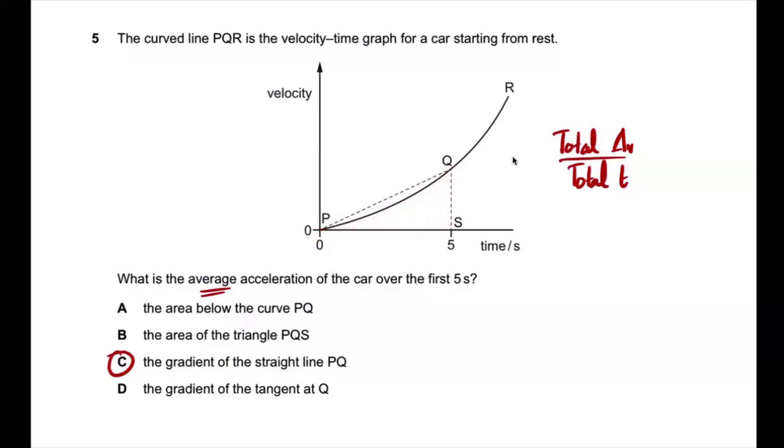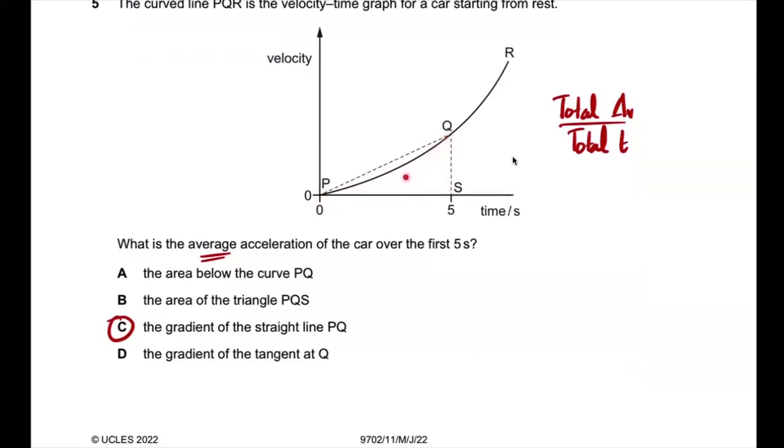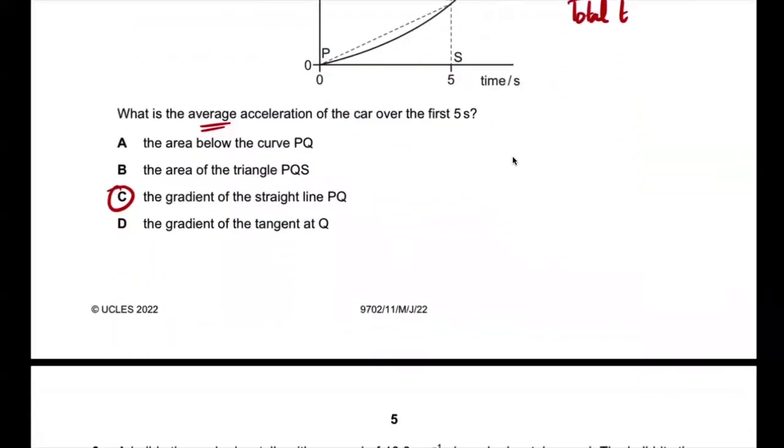So it's not this. And the gradient of the tangent at Q would give us the acceleration at the 5th second, which is not what we want. We want the average acceleration over 5 seconds.